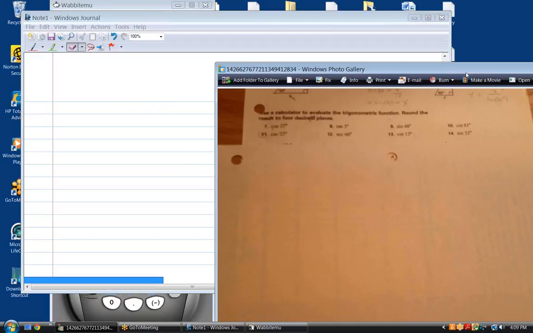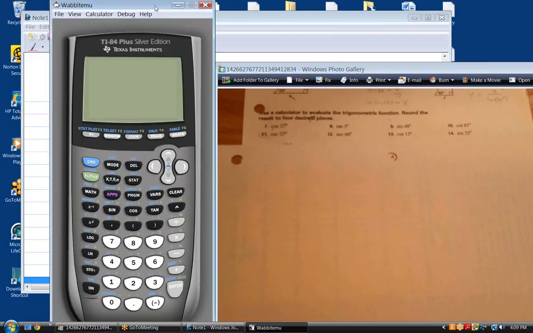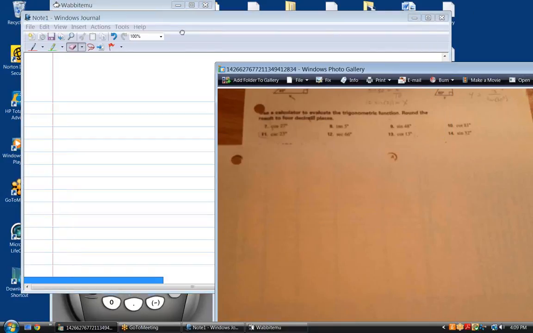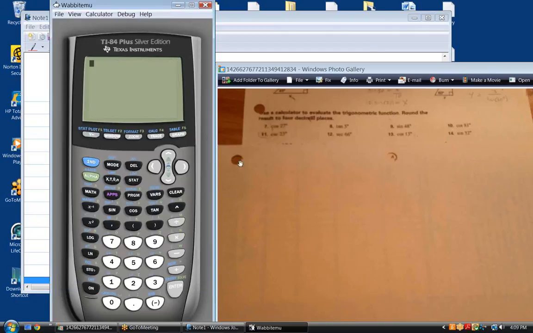The problem was the cosecant of 23 degrees. What do I want to type? Just sine. Sine of 23. And then the reciprocal. There's your answer, round that off to 4 decimals. 2.5593. All right.